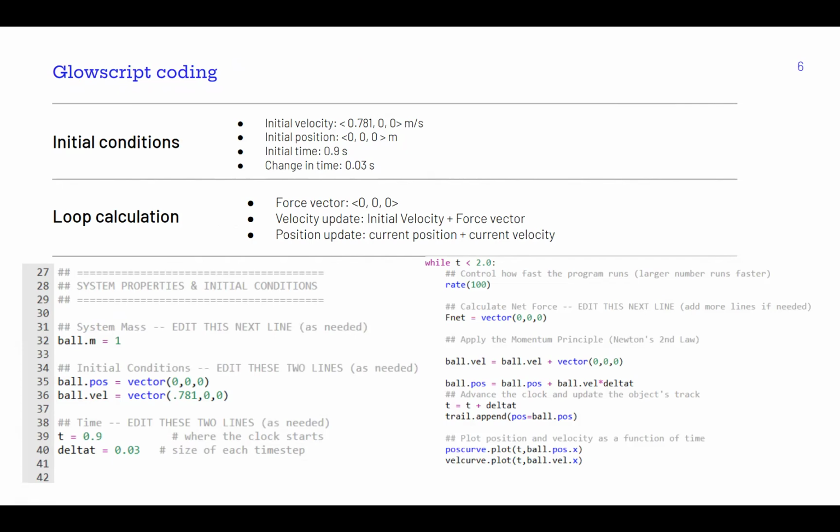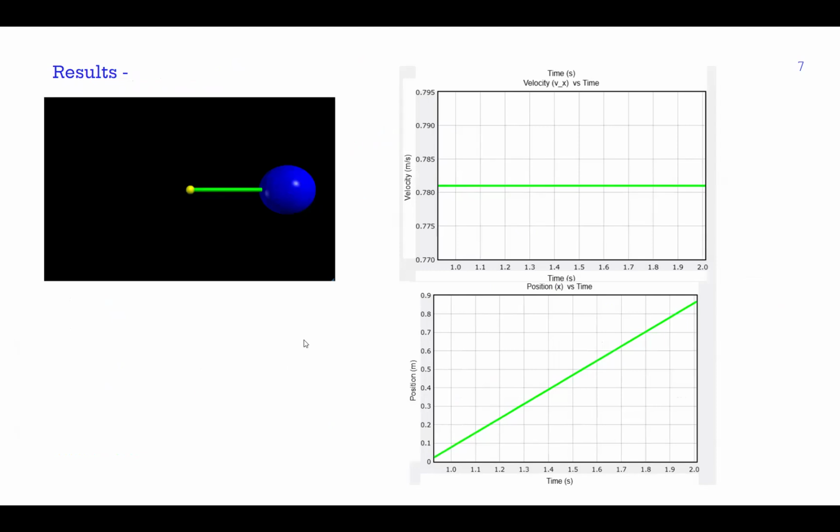For our position update, we use current position plus current velocity times delta t. So at time zero, our position was zero plus the initial velocity times delta t. So at a specific time, it would be the position of the object plus the velocity times the change in time, which is 0.03. And these were the results. They were pretty much identical to our data.